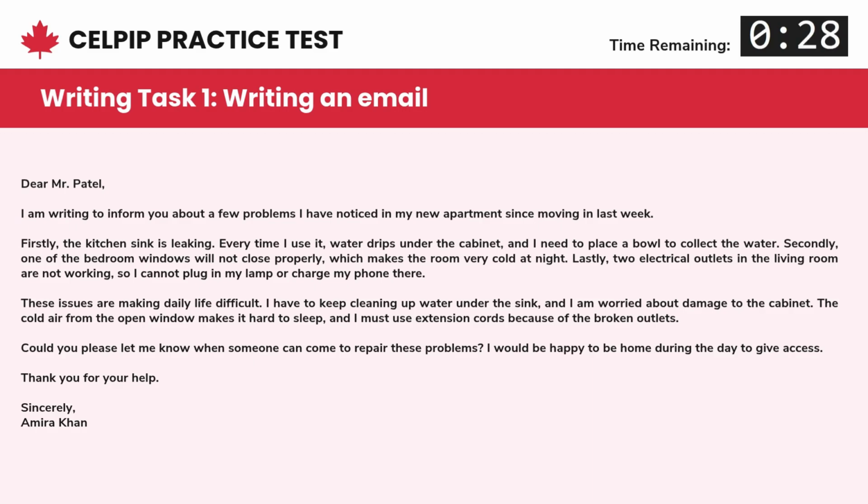The words access and repair are good examples of stretch words. They are slightly more advanced, but still easy to understand in this context. One good tip for beginners is to use simple sentence patterns when describing a problem. Say what is wrong, then explain why it matters. For example, the window is broken. I cannot close it. That makes your ideas clear and easy to follow.